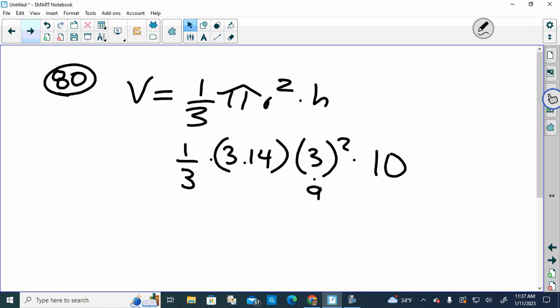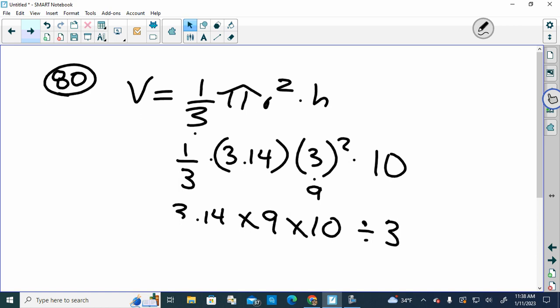So I'm going to go 3.14 times 9 times, what's the next one on top? 10. Okay. And then once you get that answer, you're going to divide it by what? What's the only one that's on the bottom? 3. Okay, so you're going 3.14 times 9 times 10, hit equals, and then you'll divide by 3.